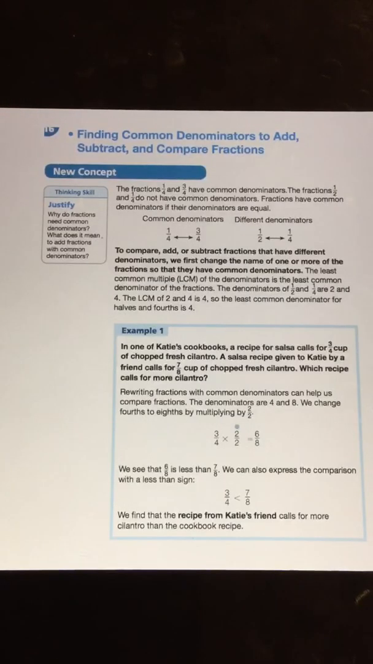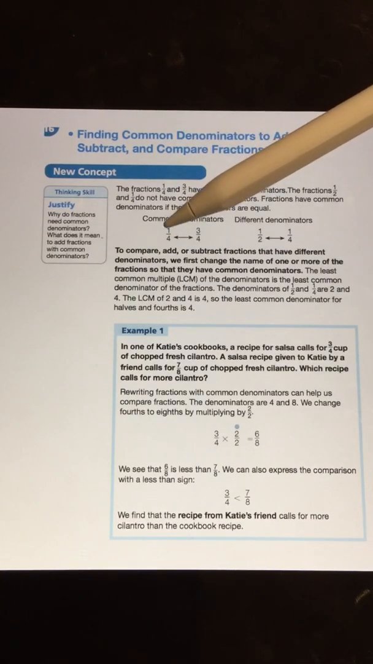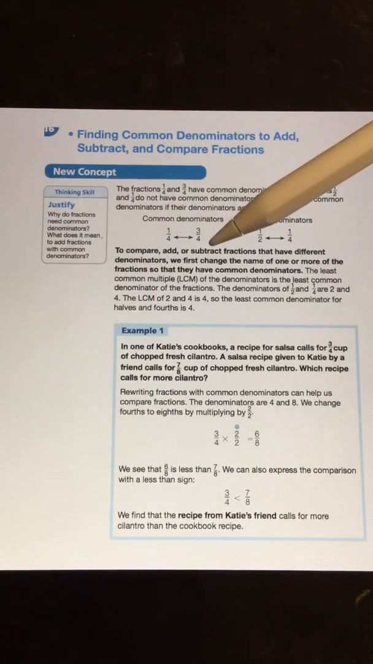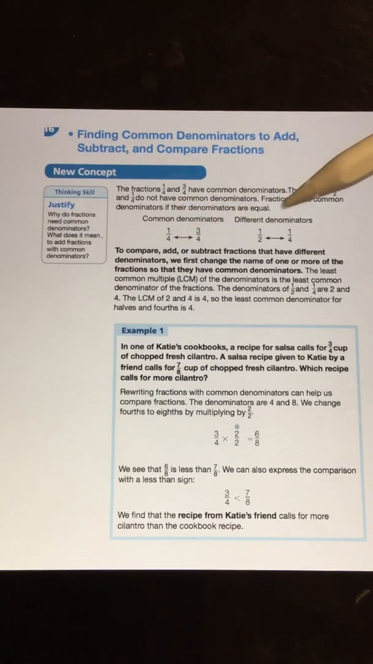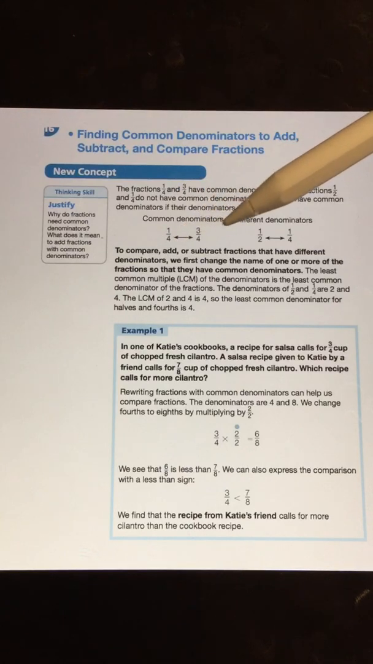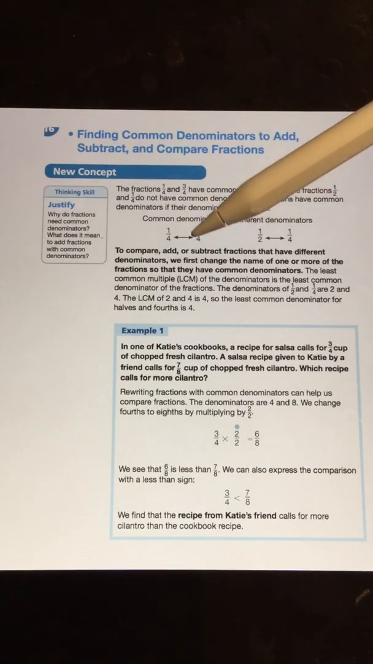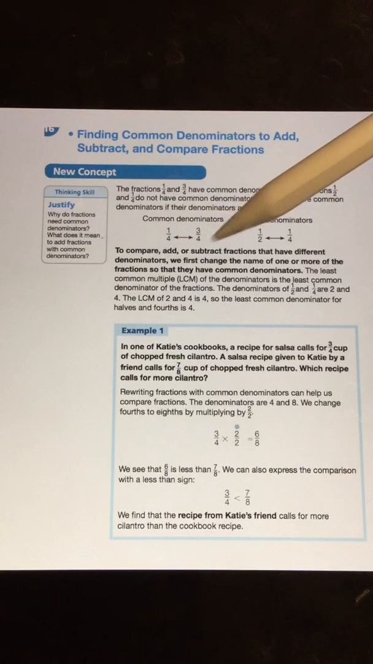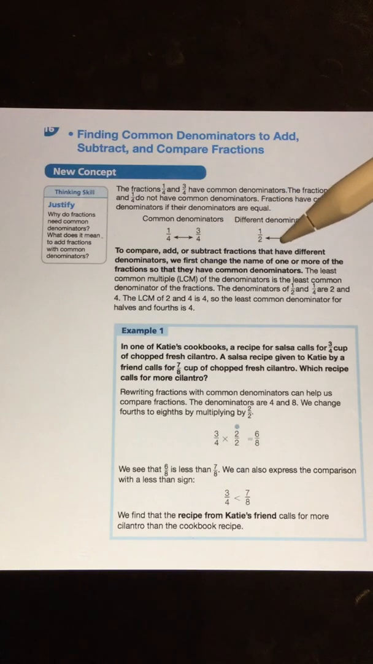All right, today we are finding common denominators to add, subtract, and compare fractions. So as you can see here, we have common denominators, 1/4, 3/4. Their denominators are the same. Here we have 1/4 and 1/2. Their denominators are different. So we need to compare, add, and subtract fractions. We have to have the same denominator, all right?